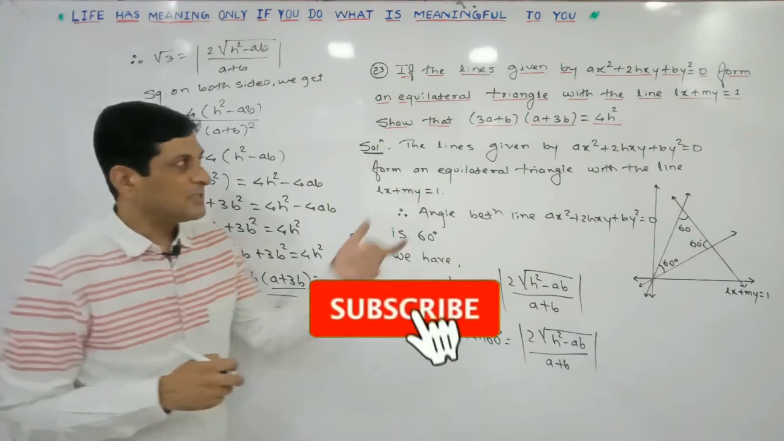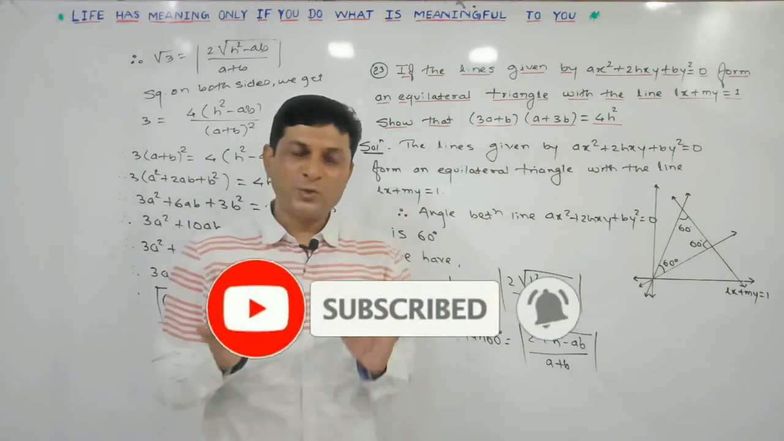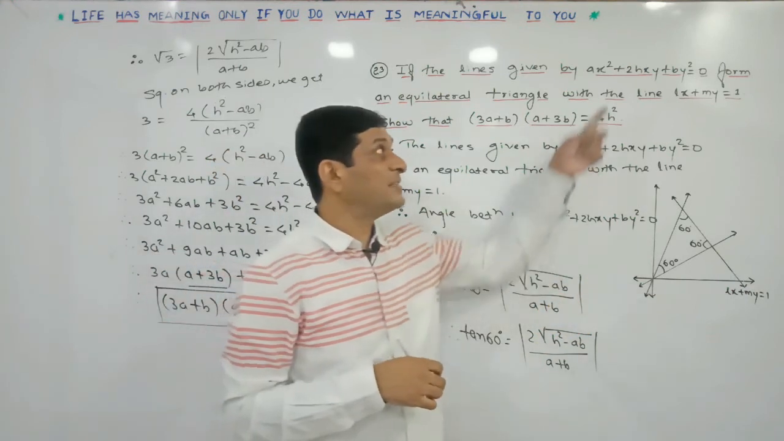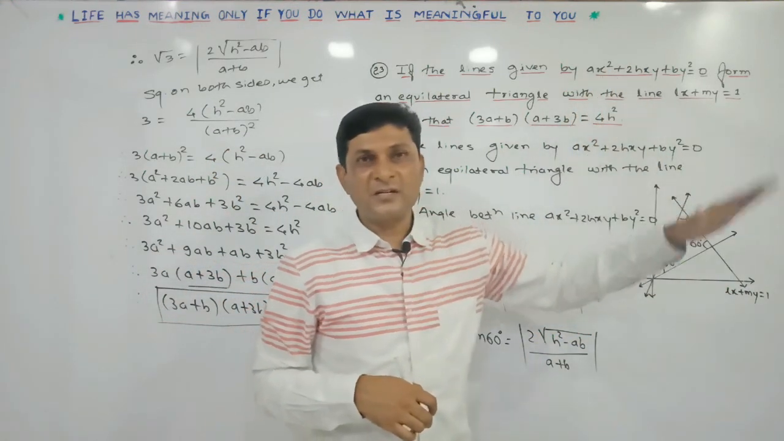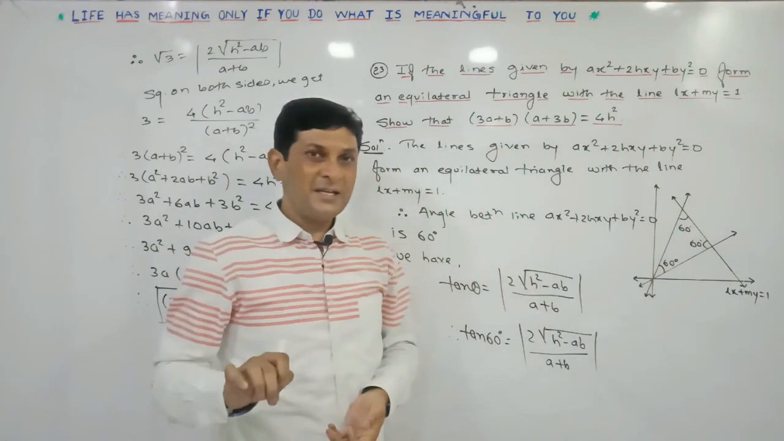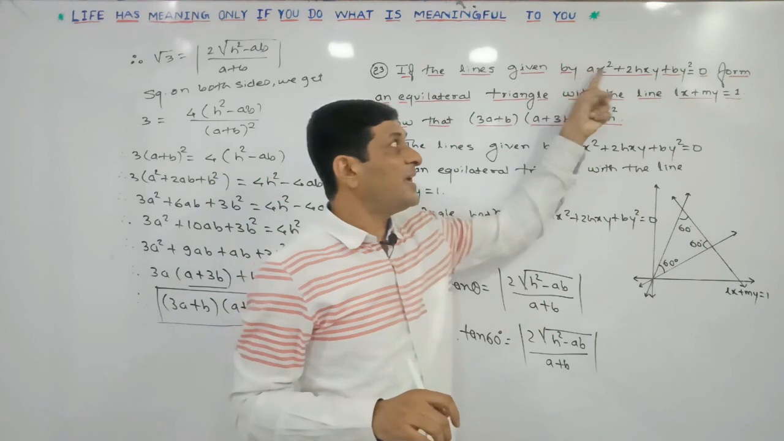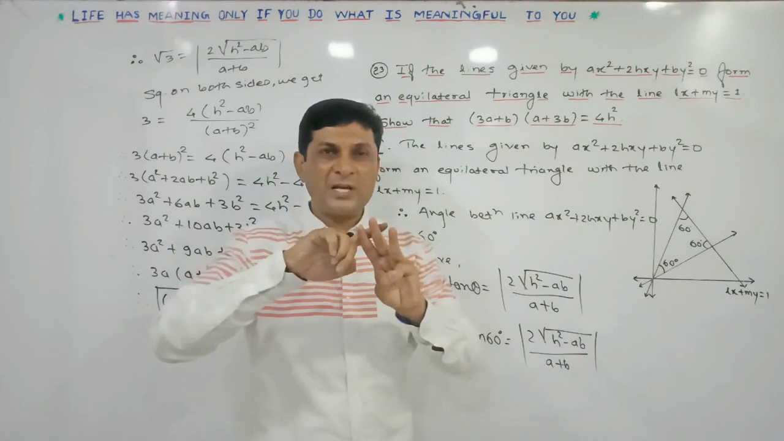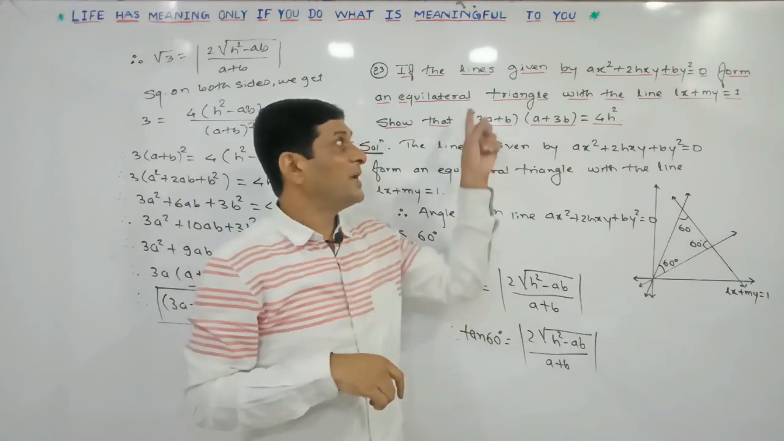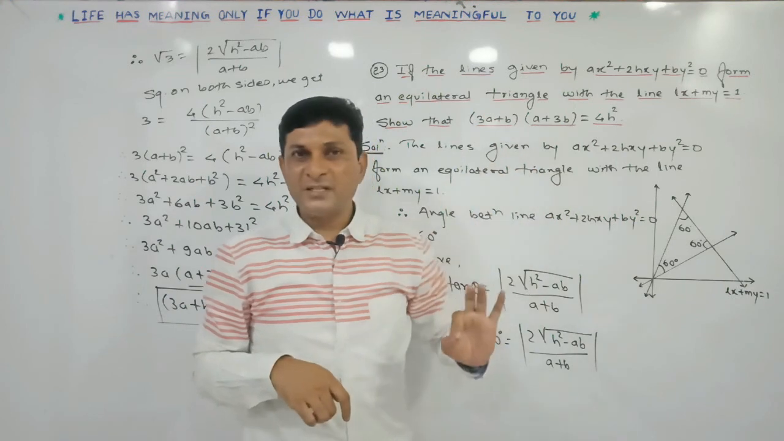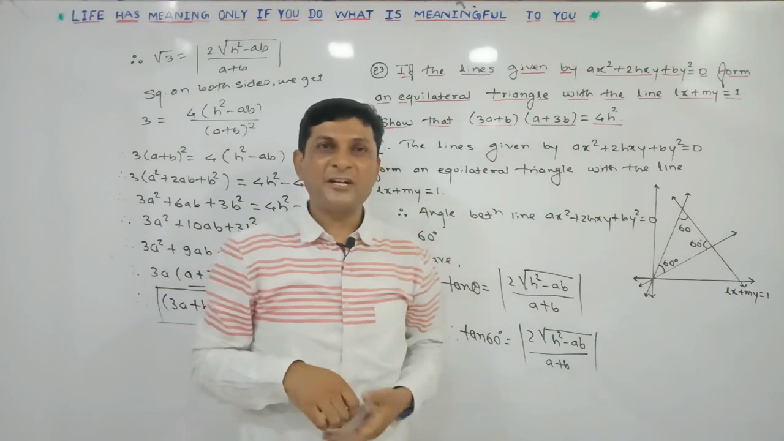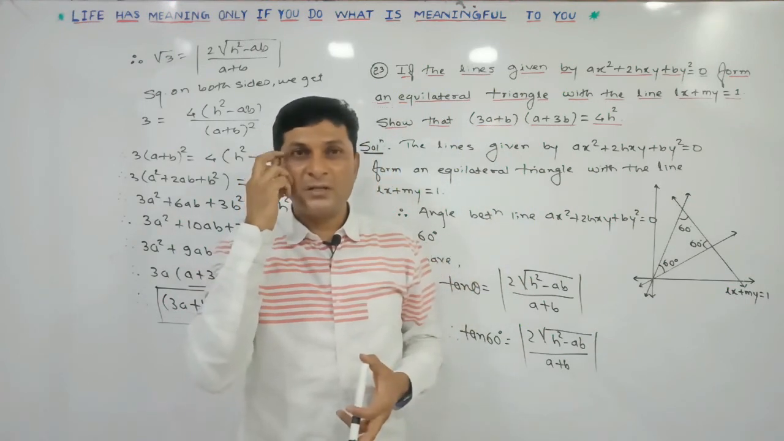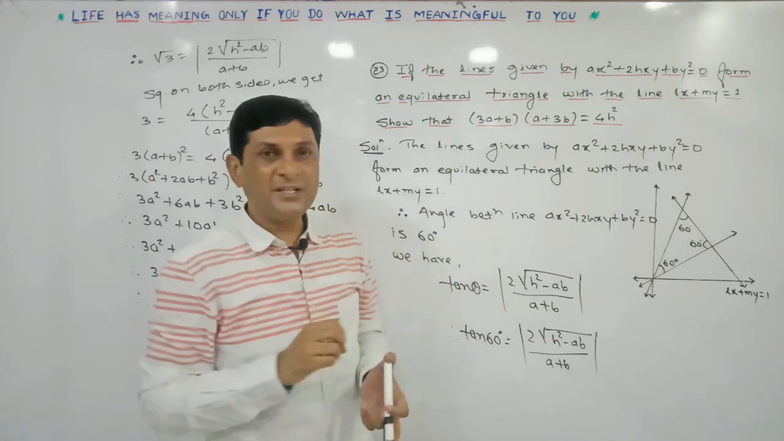Remember that this condition can be used as a shortcut method while solving objective type questions, but it is applicable only if the lines represented by this homogeneous equation form an equilateral triangle with the third line. Is it clear? In the homogeneous equation we have a, h and b. If any two of these values are given, then to find the third unknown value we can use this equation. So in this way we have completed the 23rd example.